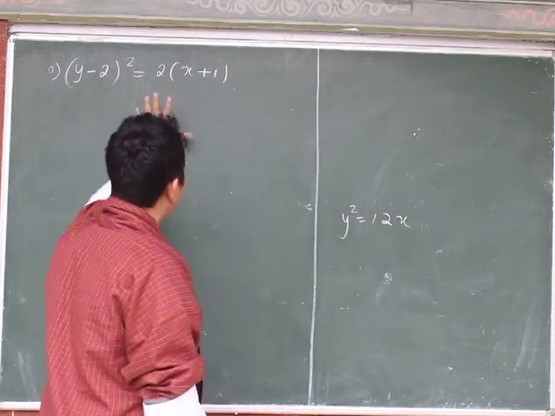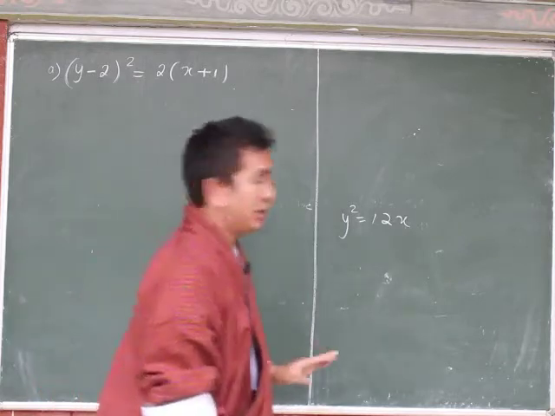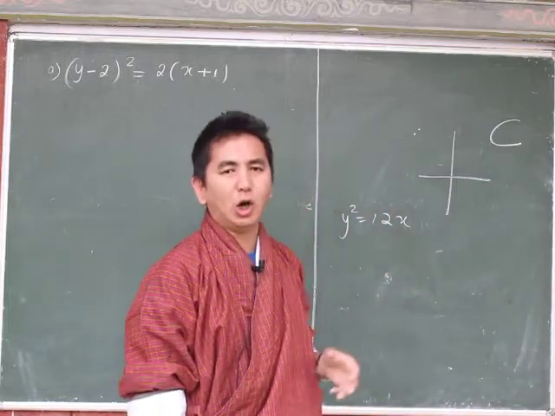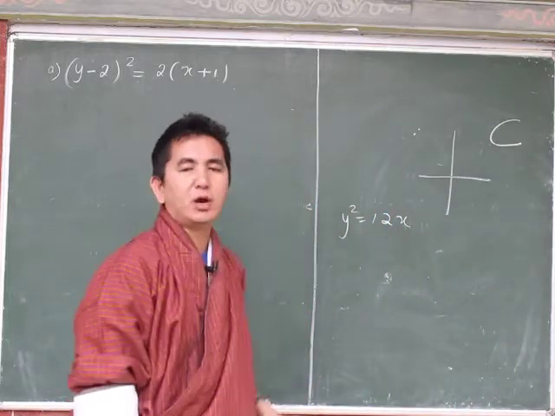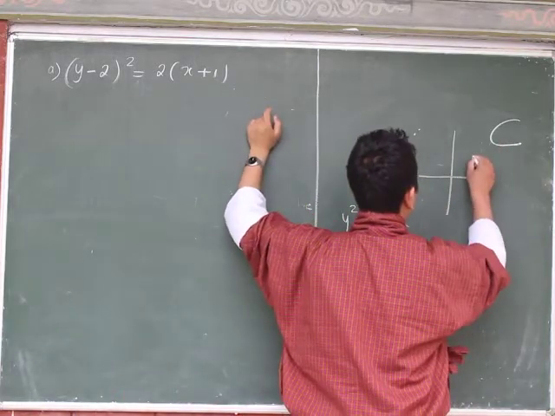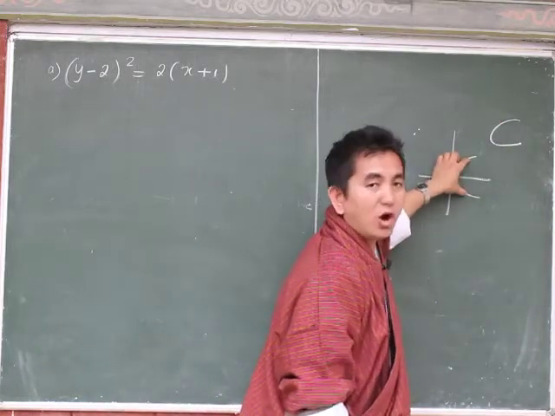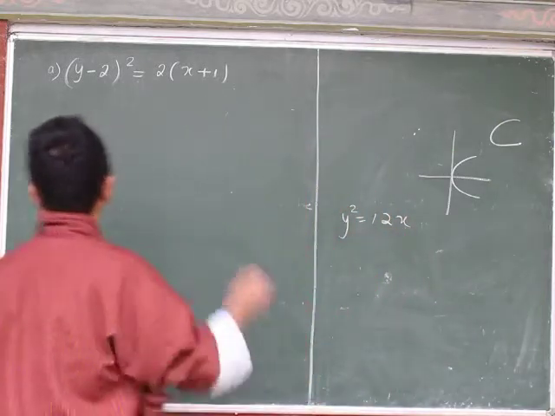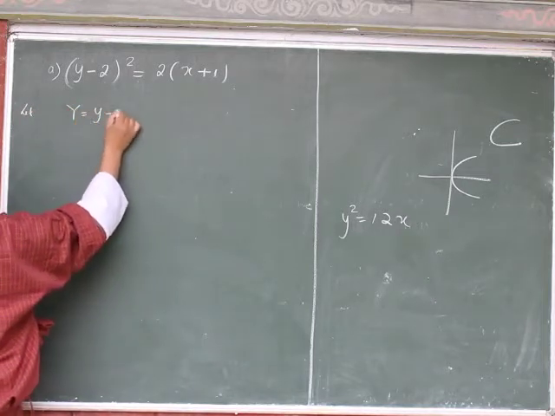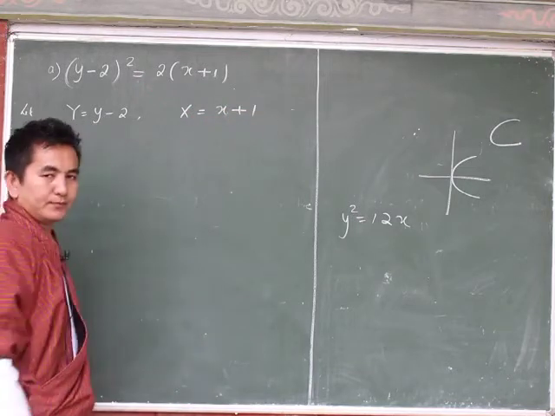So now in order to solve this question, you can clearly see this is a concave right parabola. Right now this parabola might be somewhere here, I don't know. What I'm going to do here is shift this parabola to the origin by substituting, let capital Y is equivalent to y minus 2 and capital X is equal to x plus 1.